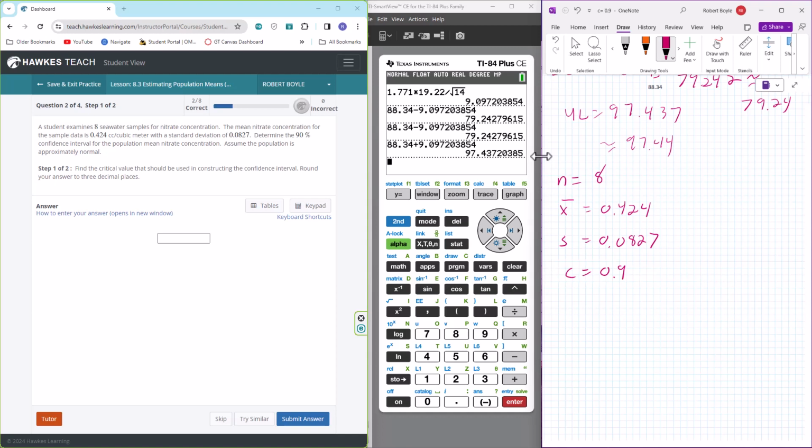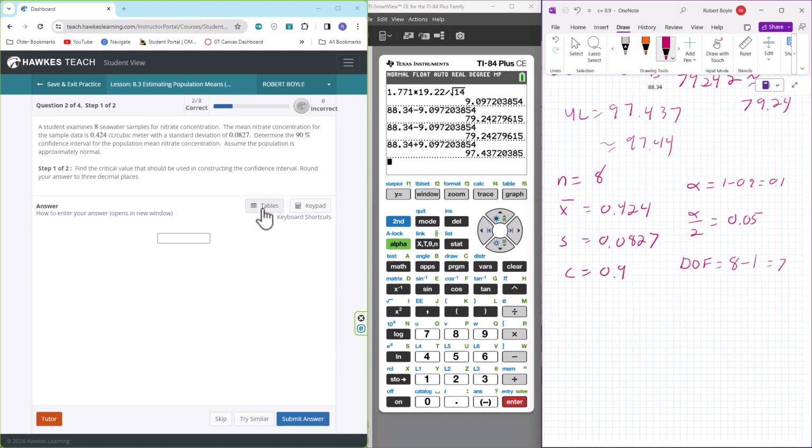Okay, and we're going to assume that the population is approximately normal, which means that we can use t-distributions, and we need to find our critical factor. To do that, we need to figure out what alpha over 2 is. Alpha is equal to 1 minus 0.9, which is 0.1. And then alpha over 2 is going to be equal to 0.05. All right, now we need to figure out our degrees of freedom. Since N is 8, our degrees of freedom is going to be equal to 8 minus 1, or 7.